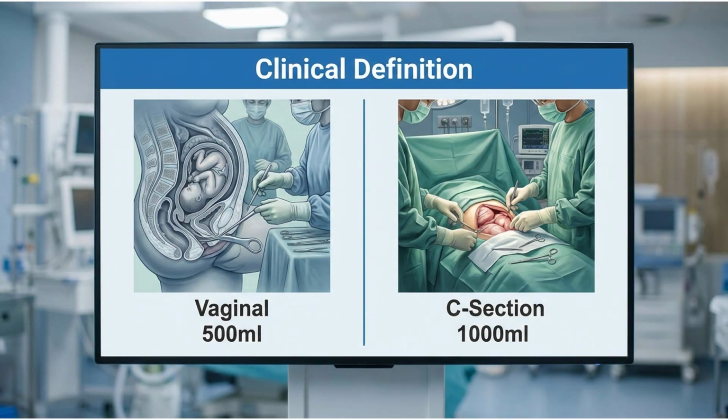Postpartum hemorrhage is clinically defined by the volume of cumulative blood loss following delivery. For a vaginal birth, PPH is identified when blood loss reaches 500 milliliters or more. For a cesarean section, the threshold is 1,000 milliliters or more. Immediate recognition of these specific volumes is the first step in activating the emergency management protocol.